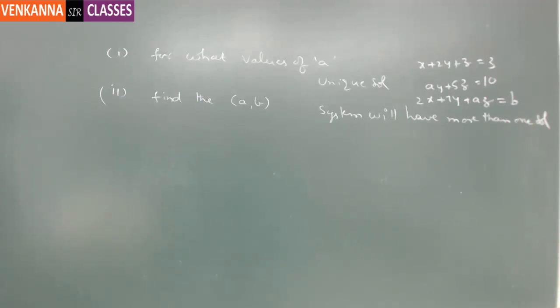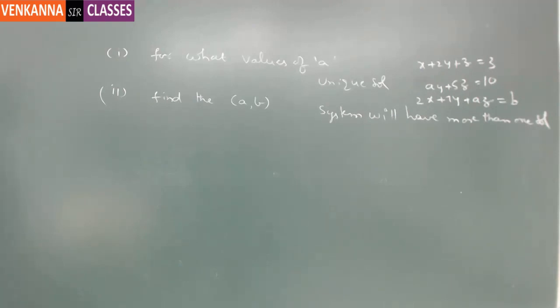Apart from this, the question can be asked specifically like this: what are the values of a so that you will have a unique solution? What are the values of a and b so that you will get more than one solution? Both are equivalent, right? In either way the question can be asked. Is the question part clear to all?